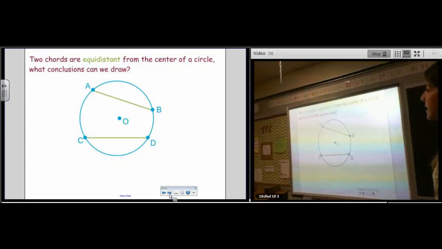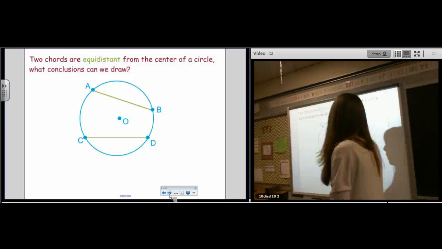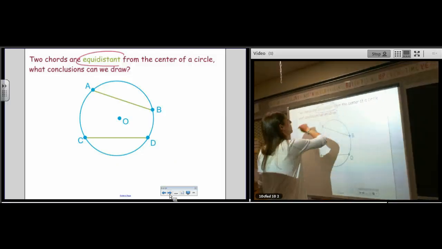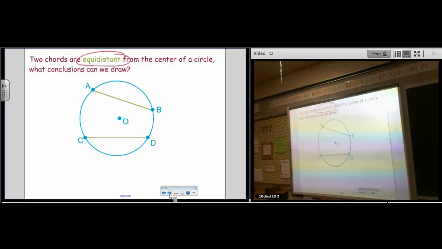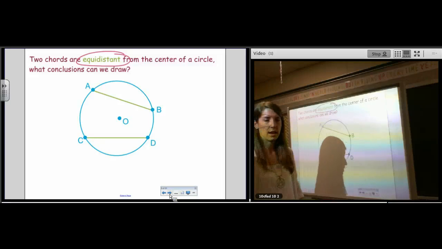Let's move on to our next theorem. Two chords are equidistant from the center of a circle. What conclusions can we draw?